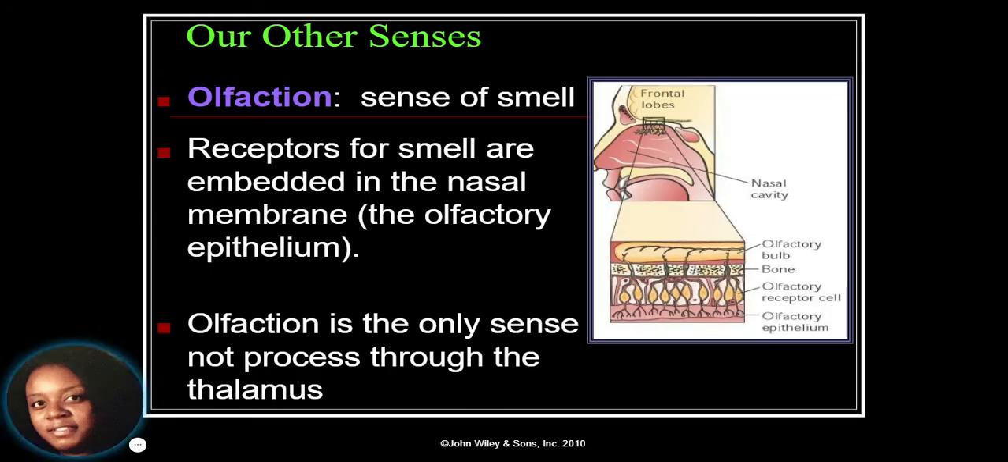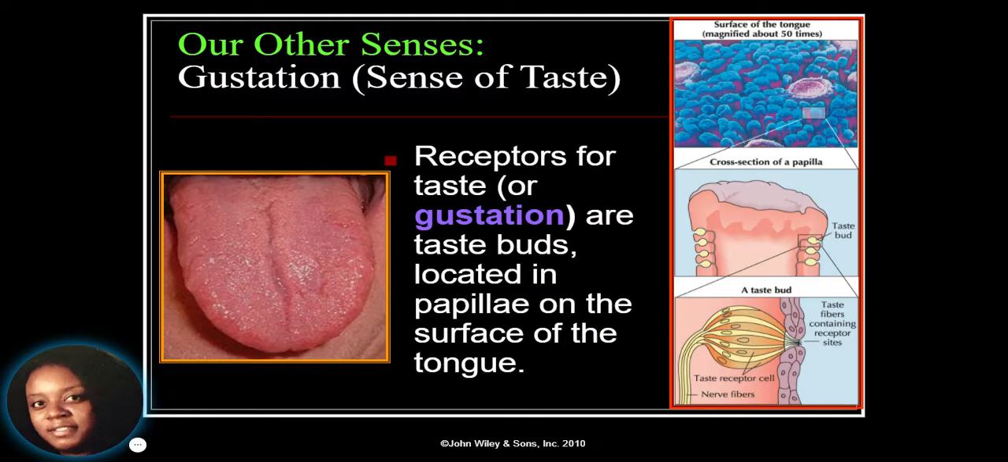The next sense is olfaction, which is your sense of smell. And receptors for smell are located in the olfactory epithelium. Olfaction is the only sense that's not processed through the thalamus. Everything else is processed through the thalamus, but this is processed in the olfactory receptors.